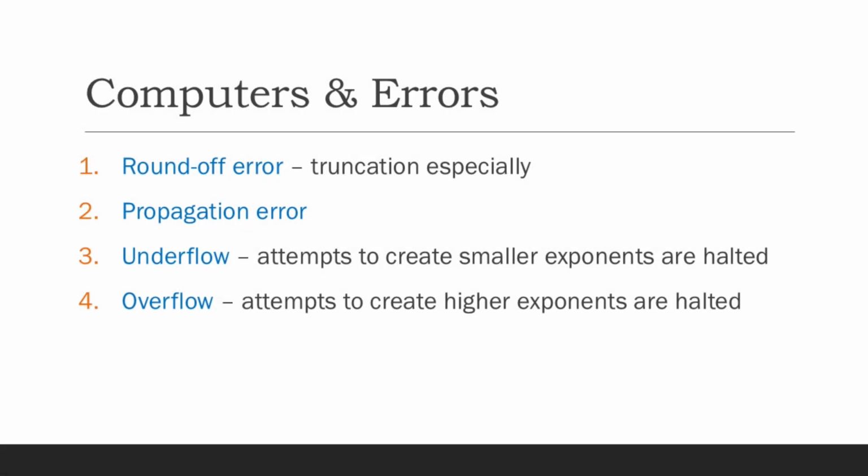And we already discussed the first two: round-off errors, especially truncation, meaning the numbers are just chopped off, or it could be rounded down or rounded up. Or propagation errors, where the round-off errors and any errors that are already there get propagated through a series of additional calculations. We might once in a while also see underflow and overflow. Underflow means attempts to create smaller exponents are halted, and overflow means attempts to create higher exponents are halted. So it can't do very small numbers or very large numbers anymore, and that error message comes out.